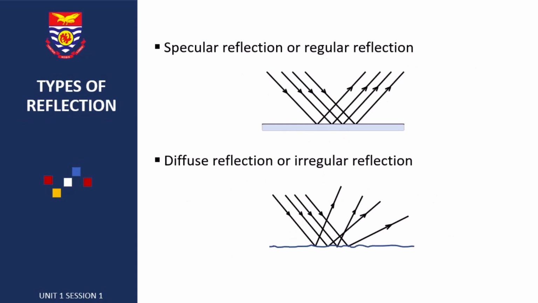Types of reflection. There are two types of reflection. That is the specular reflection or regular reflection, and the diffuse reflection or irregular reflection. Specular reflection happens when you have a very smooth plane surface, unlike the diffuse reflection where we don't have a smooth enough surface.